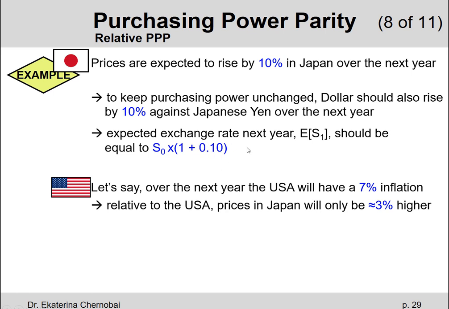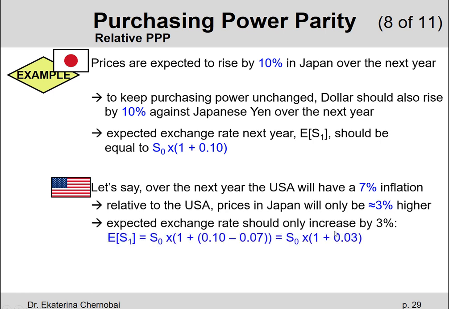You'll feel that your purchasing power is unchanged if the exchange rate increases by only 3%. So the expected exchange rate in this case, with the inflation rate of 10% in Japan and 7% in the US, should only increase by 3%, so that you feel like the higher prices in Japan make no difference for you.